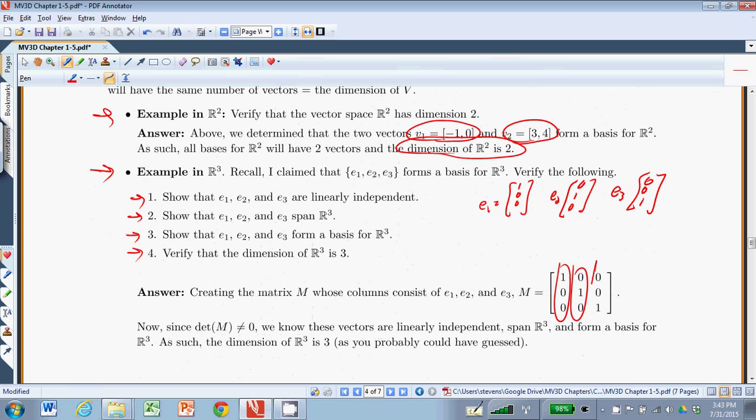There's E1, E2, E3. Put them in a matrix. The determinant of M is 1, but specifically it's not 0. That means these vectors are linearly independent. It means that they span R3. It means that they form a basis for R3, which in turn tells me that the dimension of R3 is 3. And it's all from just getting the determinant of a matrix. Great stuff. And so the dimension of R3 is 3, again, as you probably would have guessed.